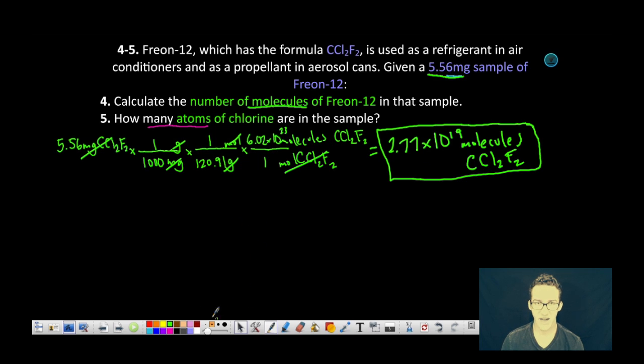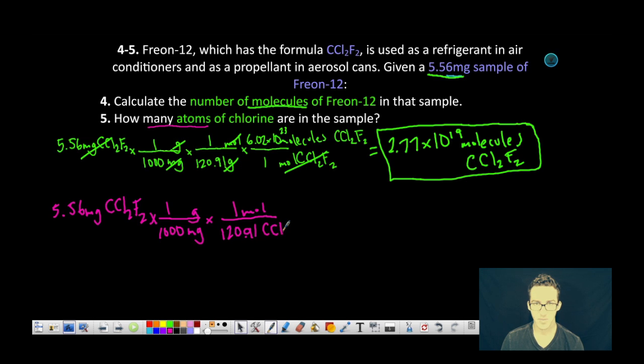Okay, question 5. This one's going to be set up the exact same way as question number 4. We're going to start with 5.56 milligrams of CCl2F2. I'm just going to write it out here. 5.56 milligrams. Again, we need to convert from milligrams to grams. From grams, we'll go to moles. Again, this 120.91 is coming from the periodic table, CCl2F2. I'm going to label here so I can make this a little more clear. CCl2F2.